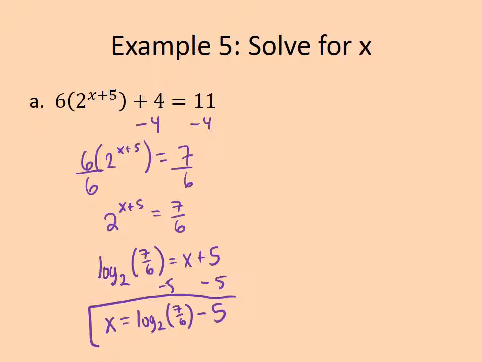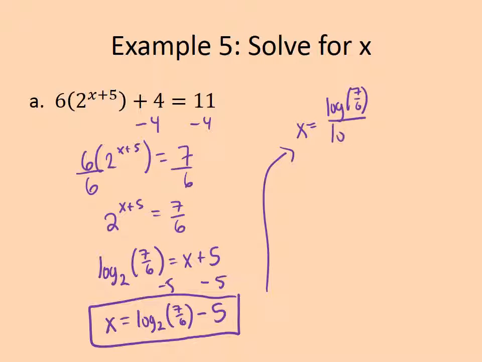Now this is our exact answer. If we want an approximate answer, we must use the change of base rule to approximate. So we would do x equals log of 7/6 over log of 2 minus 5. Our approximate answer would be, I have to use my calculator, the final answer would be negative 4.778.